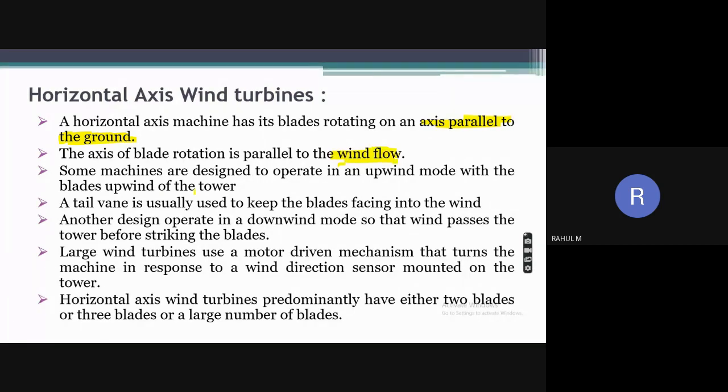Okay, and some machines are designed to operate in the upwind mode with the blades upwind of the tower.